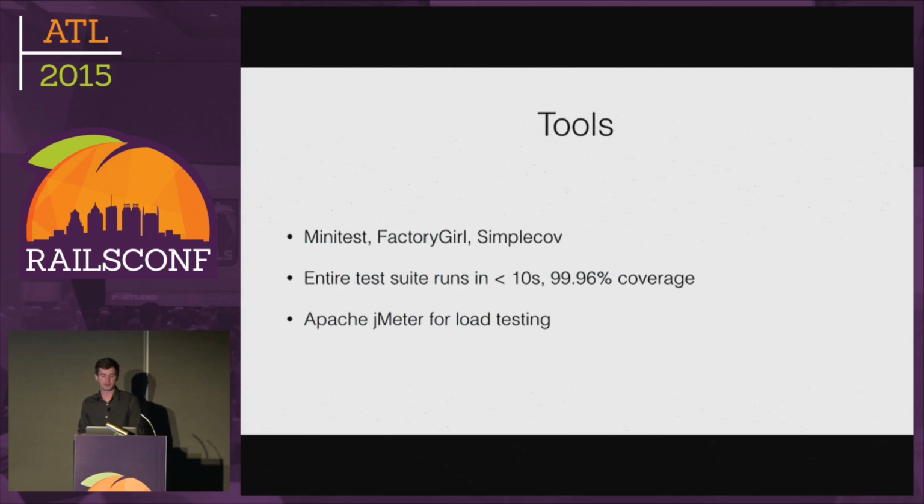So some other tools we used: Minitest and Factory Girl. Our entire test suite runs in less than 10 seconds. We used SimpleCov to make sure we weren't being lazy. And that's 10 seconds with a 99.96% coverage ratio. And again, as mentioned, Apache JMeter for load testing was awesome. You can run it headlessly up in the cloud. Very easy to consolidate results. It's very easy to create very unique and complex testing sets for it and share those with clients who are also load testing against our API.